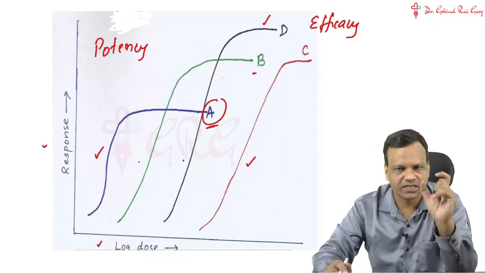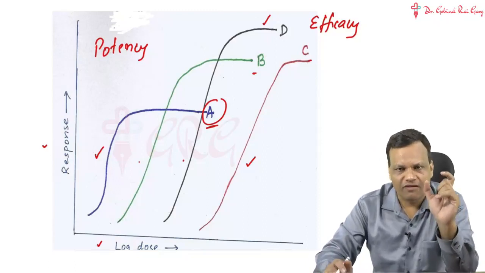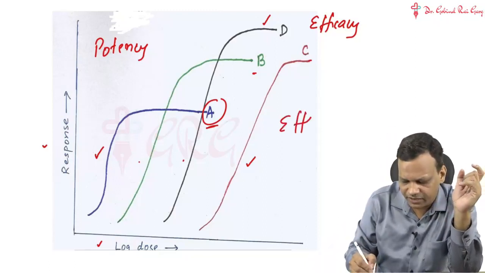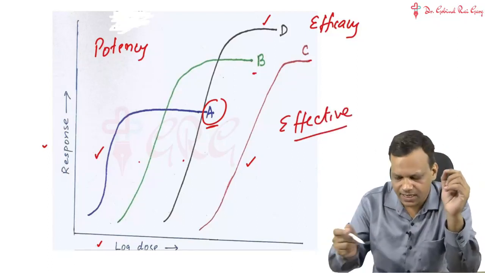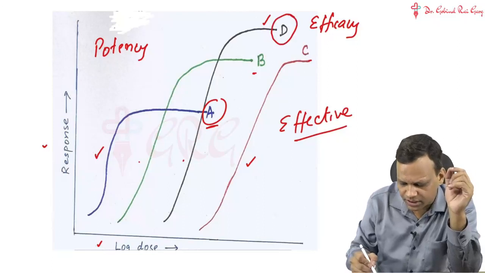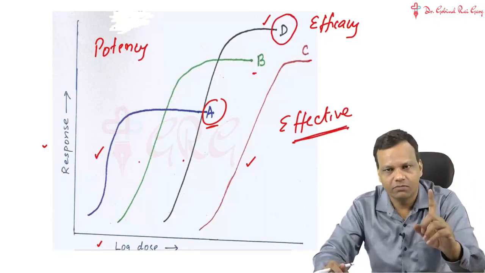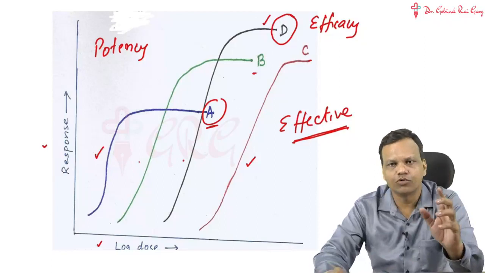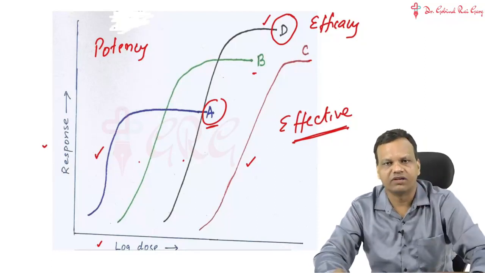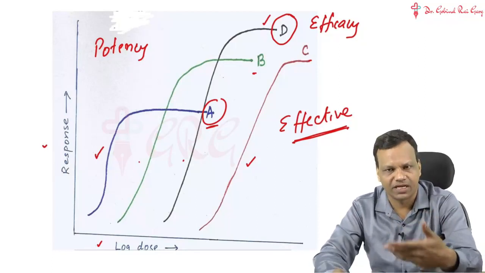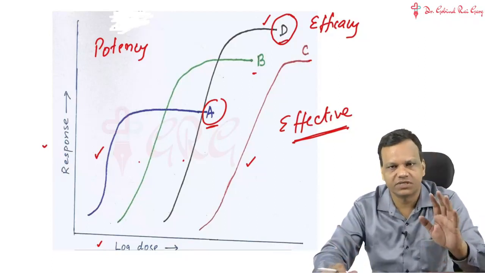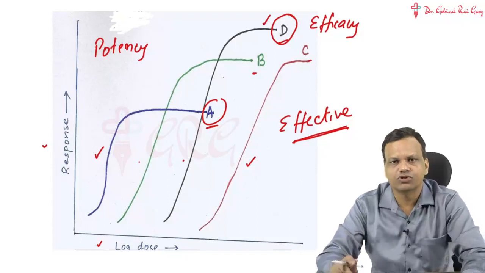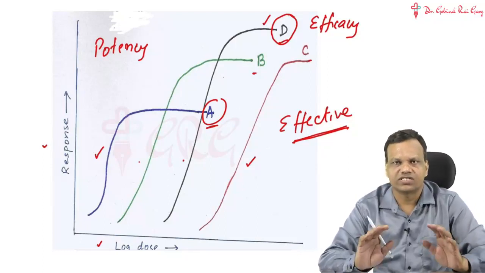Now one special thing needs to be remembered. Efficacy and effectiveness are not the same. So if they write in the option that drug D is most effective, this is a wrong term, because from the graph we can come to know about efficacy, not effectiveness. Effectiveness is a clinical parameter. So if they write D is most efficacious, the term is right. But if they write D is most effective, this is a wrong statement.